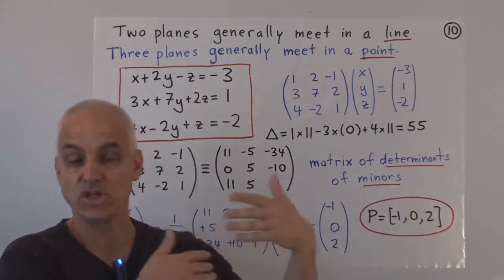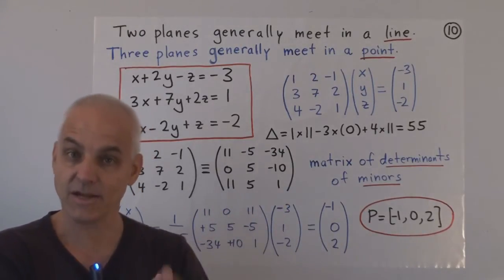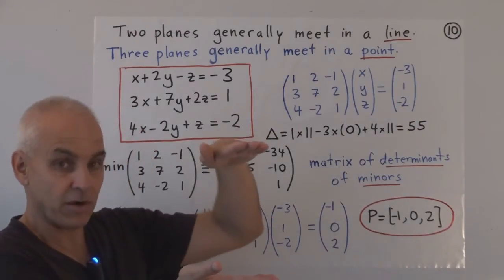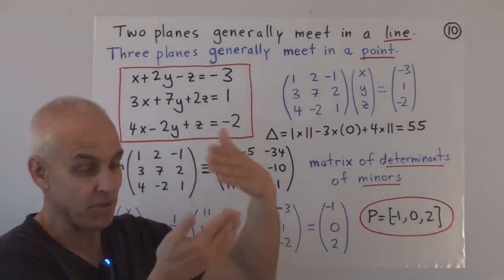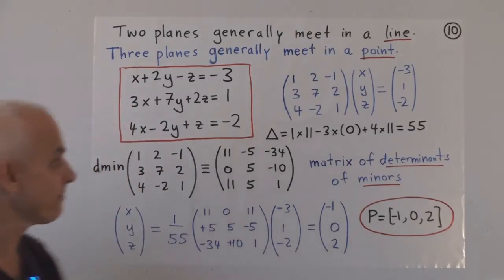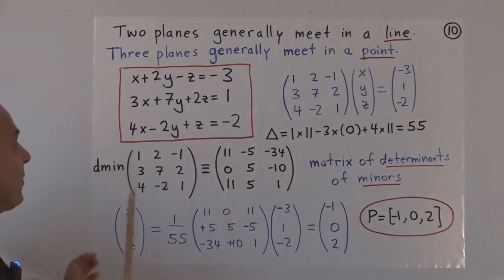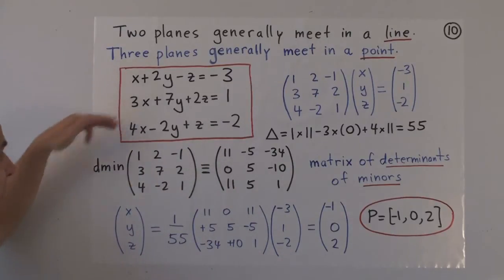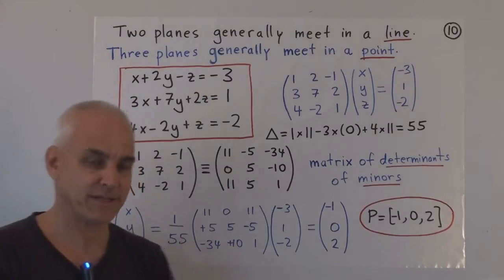So three planes generally meet in a single point. However, there are exceptions. If the three planes have two parallel planes in them, then there's no common meet. Here's an example of three planes. There's one equation, there's another equation, there's another equation. Those are each representing planes in our three-dimensional space.